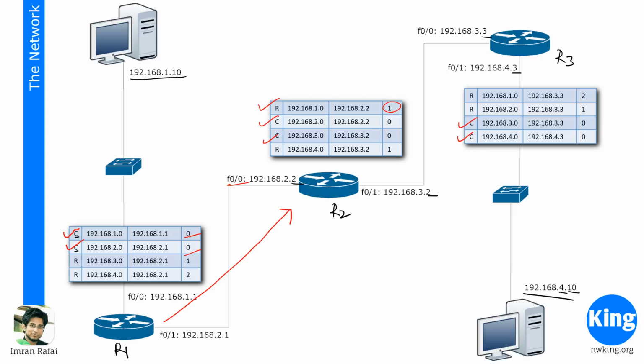Why? Because it sent an update with a hop count of 0. It adds 1 to it and it is going to say hop count of 1. Similarly, when this device sends that same 192.168.1.0 to router 3, it is going to put that same network 192.168.1.0 accessible through 3.3, or f0/0 interface, with a hop count of 2, right? That's how routing updates work.